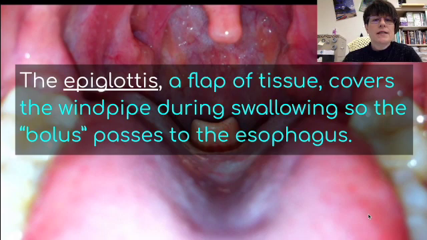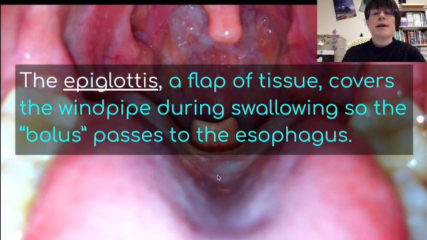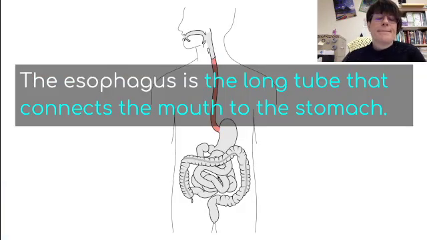The epiglottis is a flap of tissue that covers the windpipe during swallowing, so the bolus passes to the esophagus. The ball that the food formed is called a bolus, and this flap of skin right here is your epiglottis, which is going to cover your windpipe so food does not go down it. And as you know, sometimes that doesn't always work, and we do get stuff down our windpipe. You can see the epiglottis here as well.